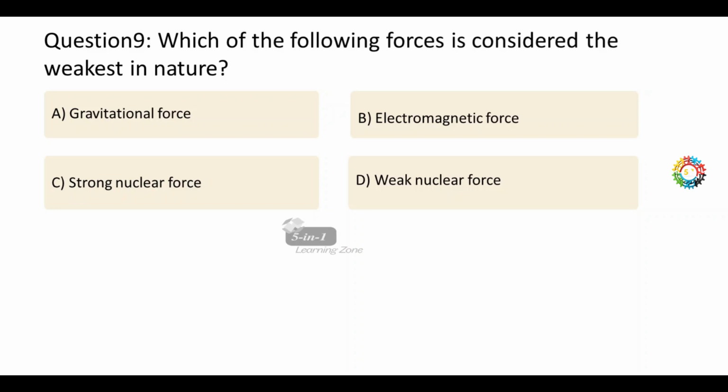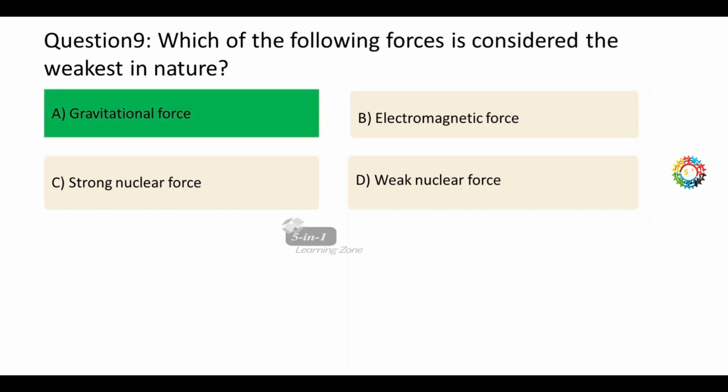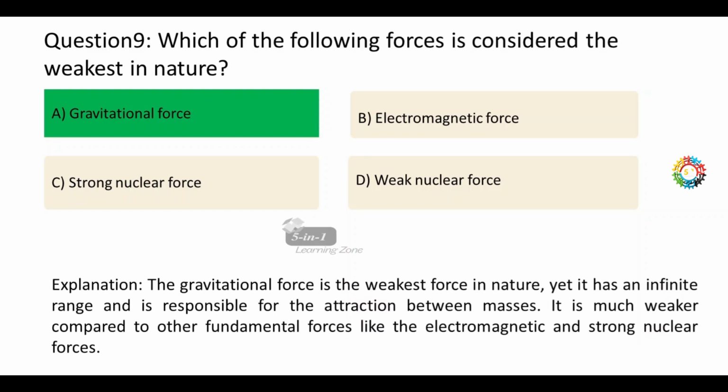Question 9. Which of the following forces is considered the weakest in nature? Answer. A. Gravitational force. Explanation. The gravitational force is the weakest force in nature, yet it has an infinite range and is responsible for the attraction between masses. It is much weaker compared to other fundamental forces like the electromagnetic and strong nuclear forces.